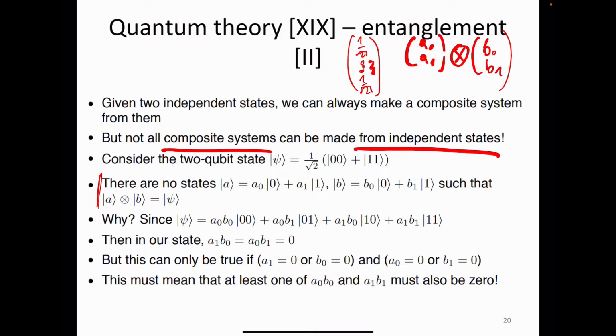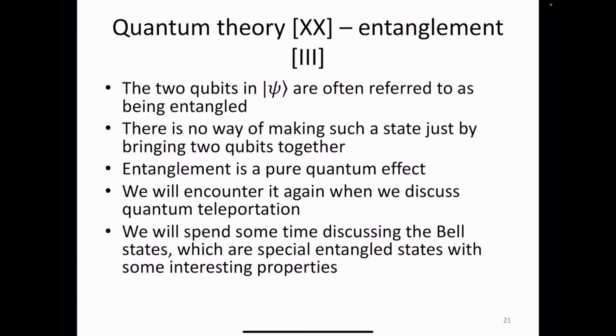But this can only be true if one of these, so if A sub 1 or B sub 0 in that case, or A sub 0 and B sub 1 equals 0. This must mean that at least one of A sub 0, B sub 0, and A sub 1, B sub 1 must also be 0. So you see, it's not possible to create such a state by a tensor product of single qubit states. So therefore, it is an entangled state. And how you create an entangled state, we'll see. That's also coming in one of the next lectures.